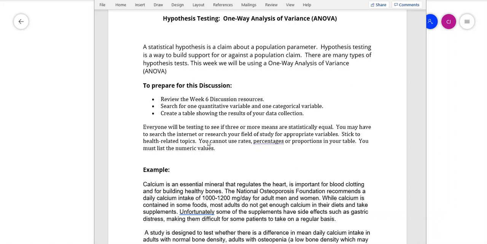And you have to search the internet to find a field of study appropriate. So it's very much just like your other discussions that you had done. You had to go out and do a little bit of research first. And here, again, note we're not using rates or percentages or proportions. You need quantitative data, and you're going to list the numeric values in your table.